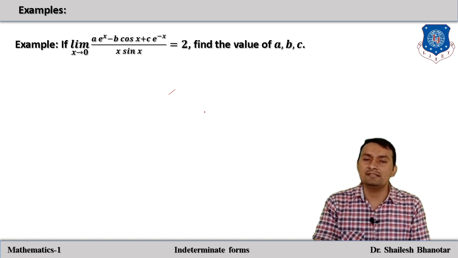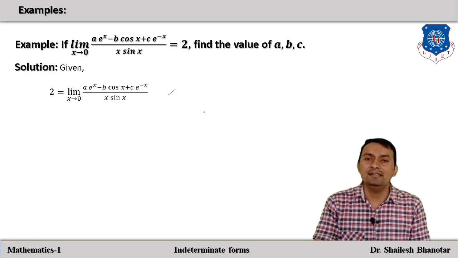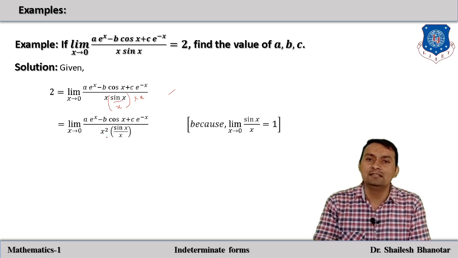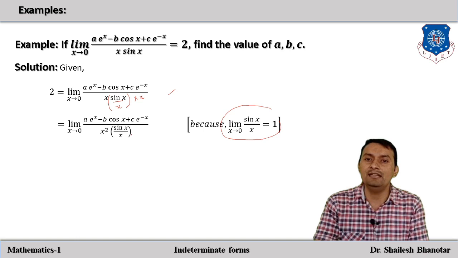So for that, first we start with the given condition: limit as x tends to 0 of (a e^x - b cos x + c e^(-x)) divided by (x sin x). Here the denominator has sin x as a multiple of x, so we can use the standard form. For that I have to multiply by x as well as divide by x. Using the standard limit, sin x over x tends to 1, so after that we have this form.